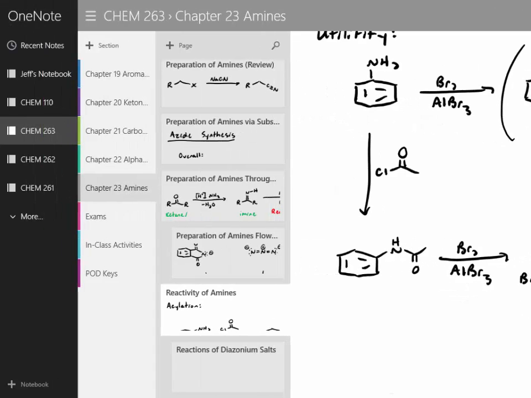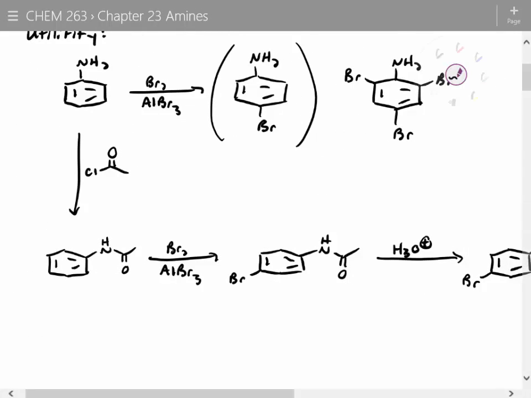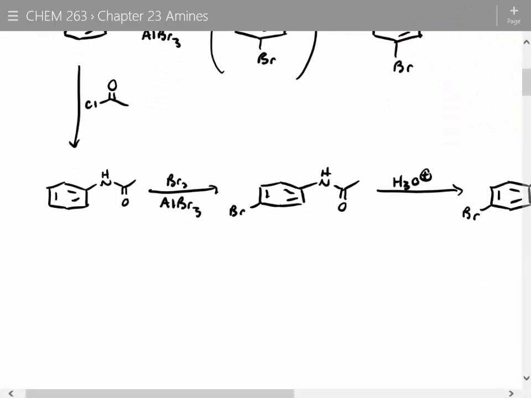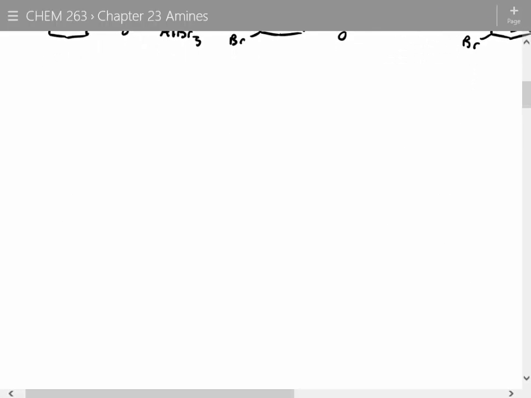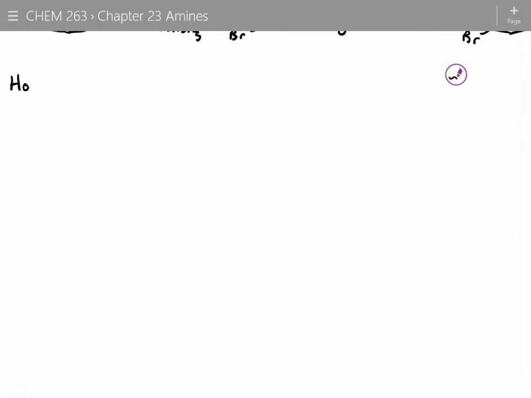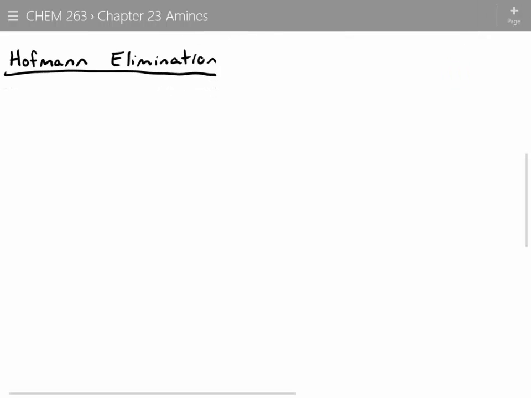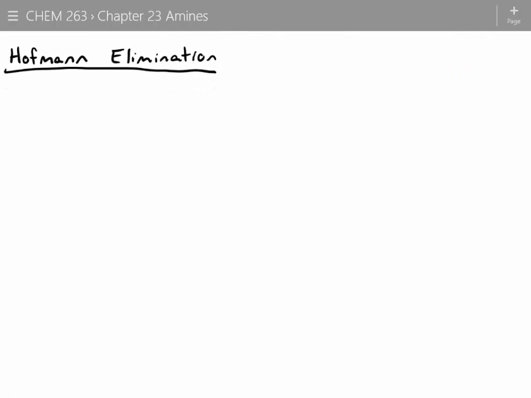All right, so let's continue on and talk more about reactivity of amines. This next one is a name that's familiar to us, or hopefully is familiar to us. This is called the Hofmann Elimination. We saw this in first term, actually, so let's take a look back at first term.